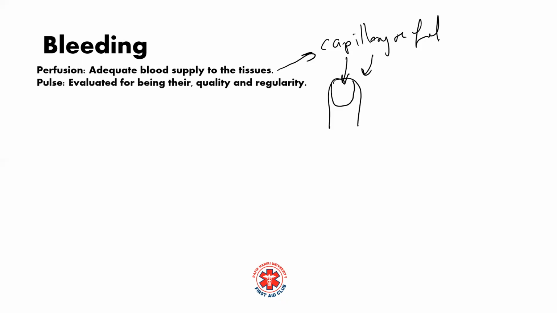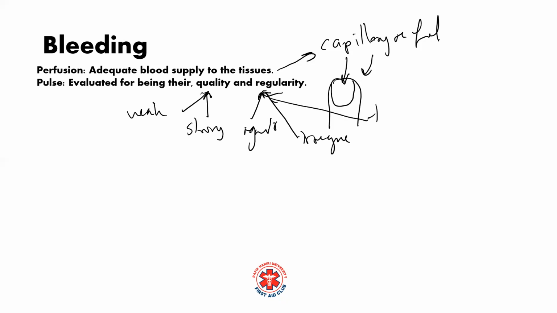Pulse is evaluated for its quality and regularity. Quality: if it's weak, strong. Regularity: regular, irregular. Thready means fast.